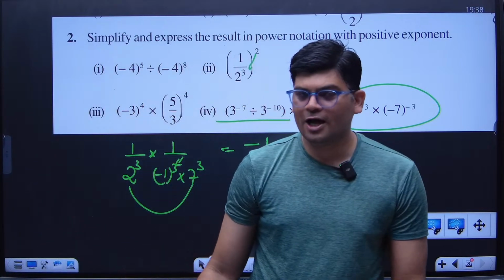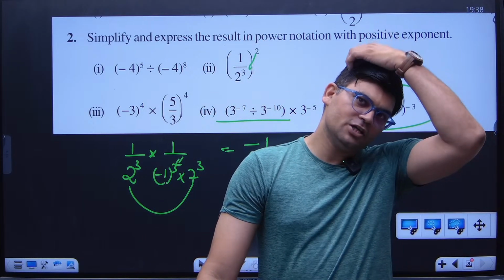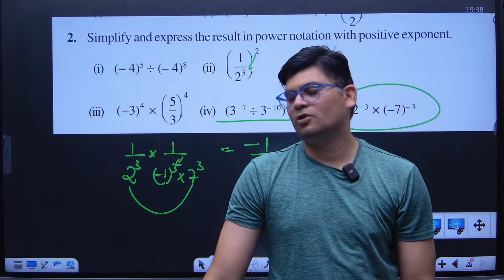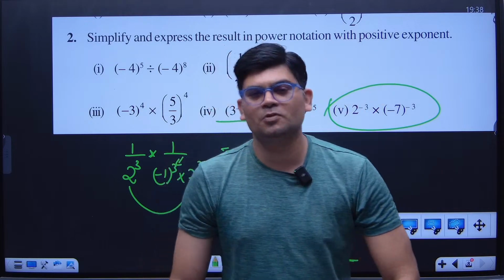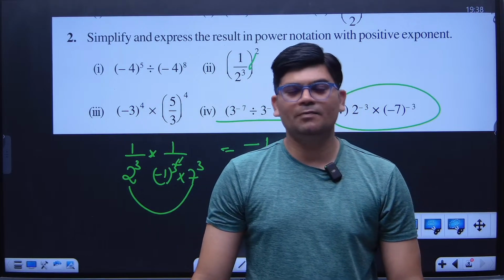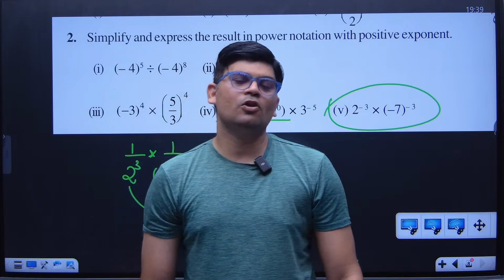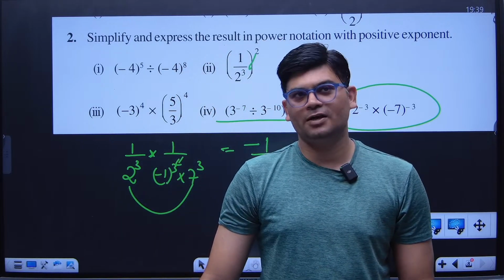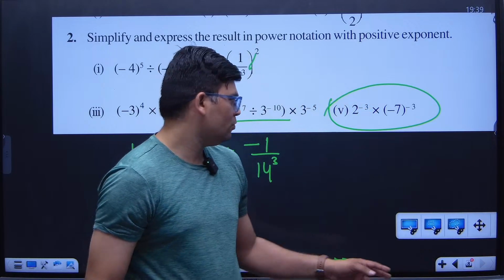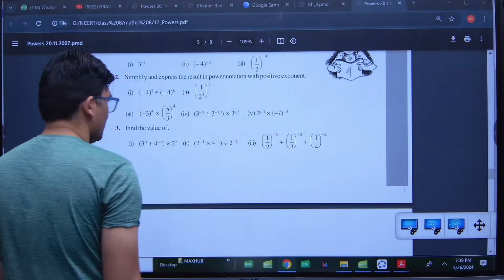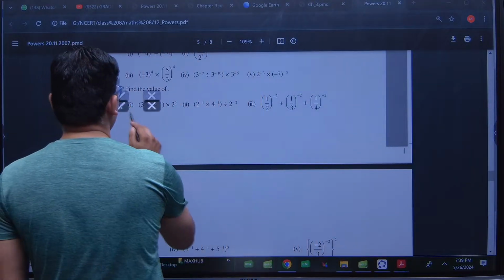The first two laws are based on the same base. The third and the fourth laws are based on the same exponential power. The fifth law is the multiplicative power of a power. The sixth law is power of 0 is 1. The seventh law is power of a negative number is the inverse of that number. That's it. Please remember all the laws in the order that I have taught you. Understood? Yeah.